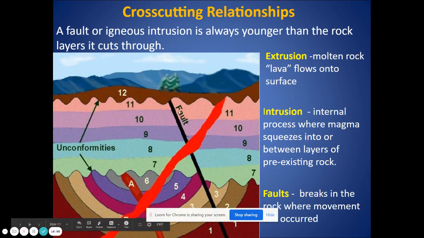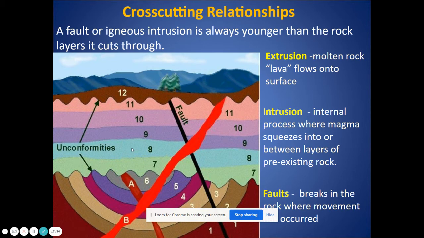These guys, as well as faults right here, they all have to be younger than these layers of rocks that they cross. And that is called cross-cutting relationships. So with that, think about it. All of this stuff had to be here first before the magma comes along and fries everything, or before the fault comes through and actually shifts everything. So extrusions, intrusions, and faults all are younger than the layers of rocks that they cut across.